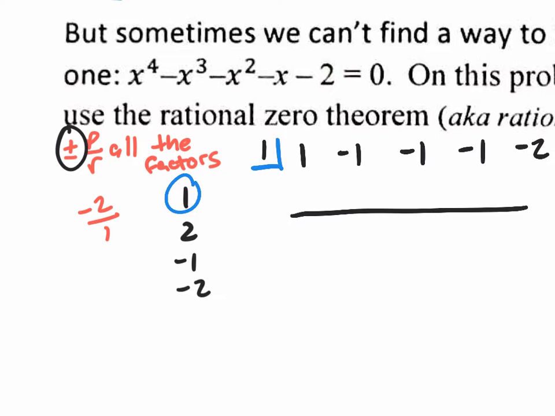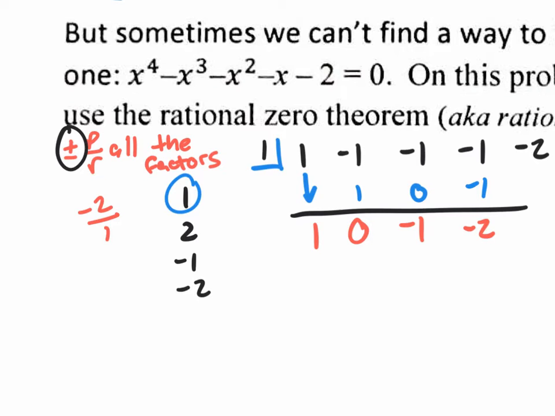As we go down, we combine. 1 plus nothing is 1. As we go up, we multiply. 1 times 1 is 1. As we go down, we combine. Negative 1 and positive 1 is 0. As we go up, we multiply. 1 times 0 is 0. As we go down, we combine. Negative 1 and 0 is negative 1. As we go up, we multiply. 1 times negative 1 is negative 1. As we go down, we combine. Negative 1 plus negative 1 is negative 2. And as we go up, we multiply. 1 times negative 2 is negative 2.